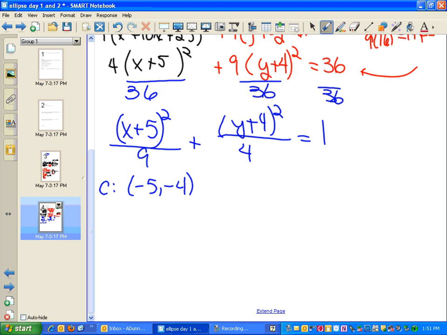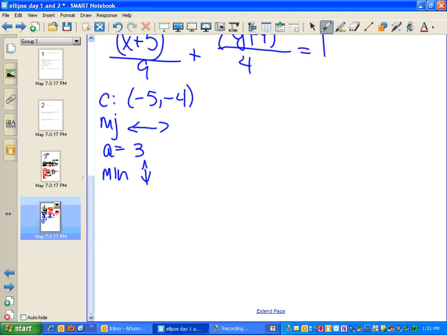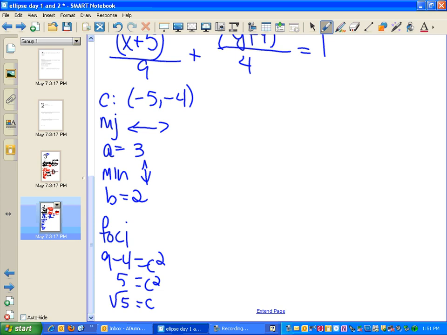Right, what is my major axis? Left, right, or up, down? Which way? Okay, which tells me my a is what? Okay, that means my minor is up, down, which tells me my b is what? Are you good so far, guys? So that means for my focal point, it's going to be 9 minus 4 is c squared, 5 is c squared, so c is square root of 5. Right? We're doing the same thing over and over again, correct?